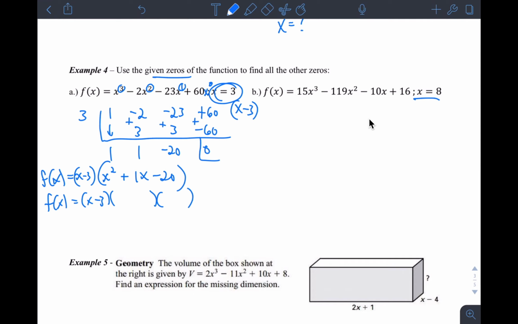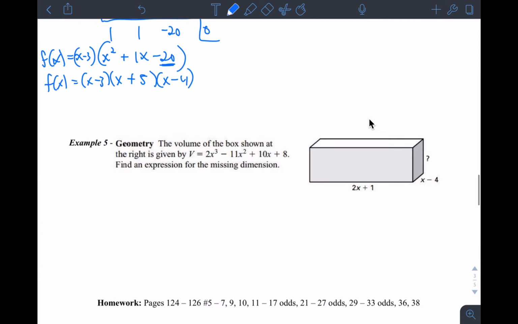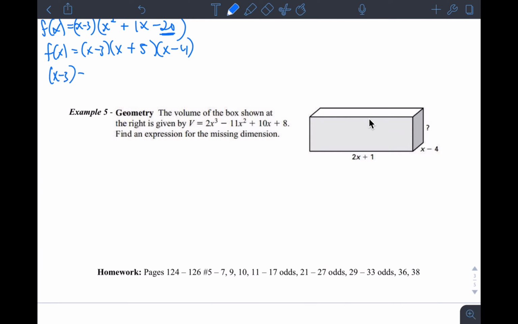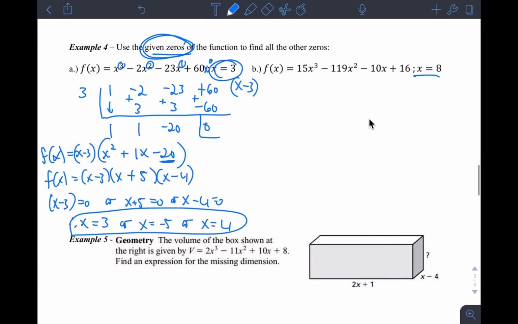Now how does this factor? Pretty nicely. x, and negative 20 becomes positive 5, minus 4. So there I factored it completely, but the question was find the zeros, so I have to go further. I have to say x minus 3 equals 0, or x plus 5 equals 0, or x minus 4 equals 0. And therefore x is 3, or x is negative 5, or x is 4. This is the solution.